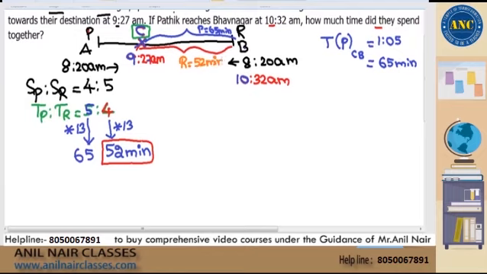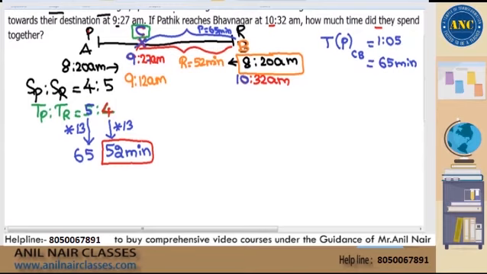That means Rahi started at 8:20 am and he started at B. From B to C, he took 52 minutes. That means Rahi will meet at 9:12 am. 8:20 plus 52 is 9:12 am.